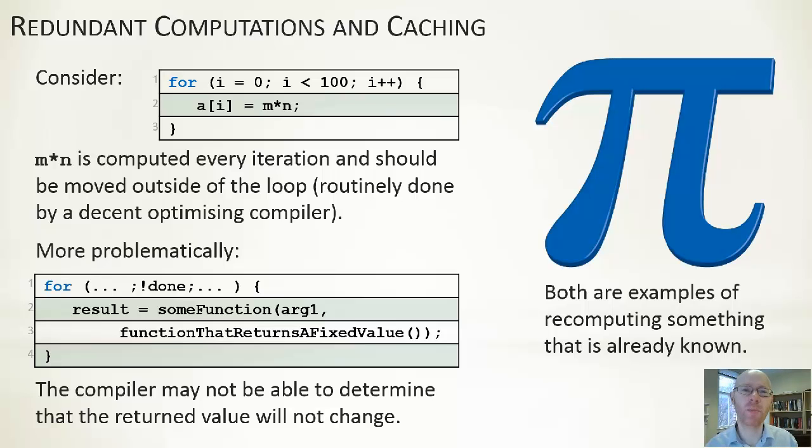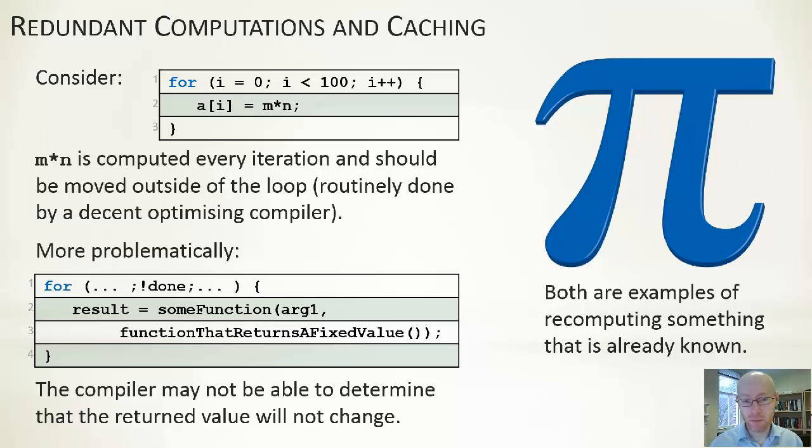The example shown on the bottom is a little, well, it is more problematic. So the one at the bottom, again, we have a for loop. It's functionally the same as the one at the top, but just a little bit more obscure. In line 2, we're calculating the result of something, and we're calling some function to do that. Into that function, we're passing in some arguments, and the second argument in this case is the return from another function. That just happens to be a function that will return a fixed value.